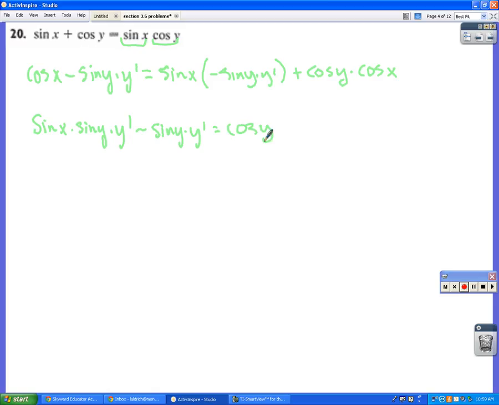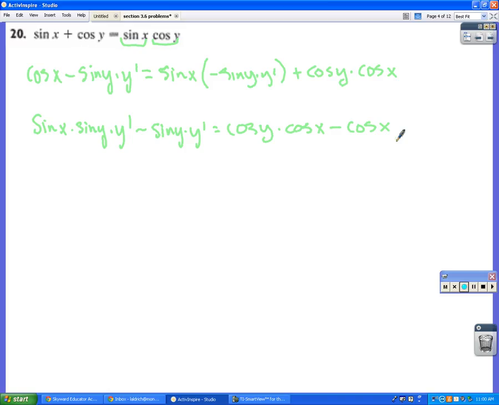equals cosine of y minus cosine of x. Will you always put the y prime on the left? I do. Because I want my answer right on the left, y prime equals, I don't say blah, blah, blah equals y prime. But it's fine. It's mathematically the same either way.